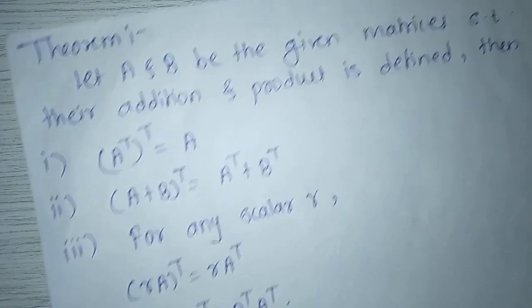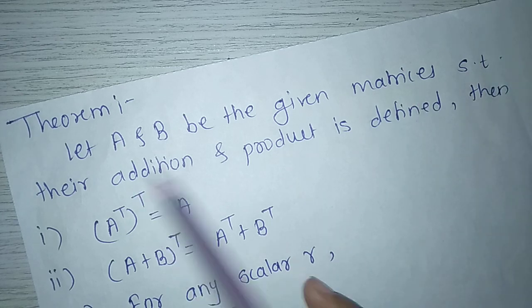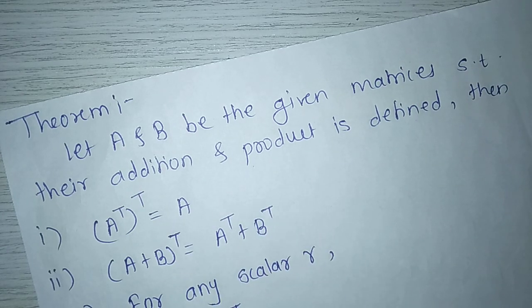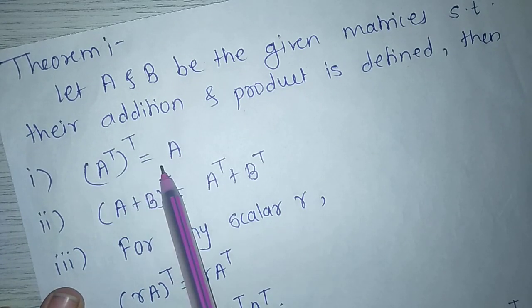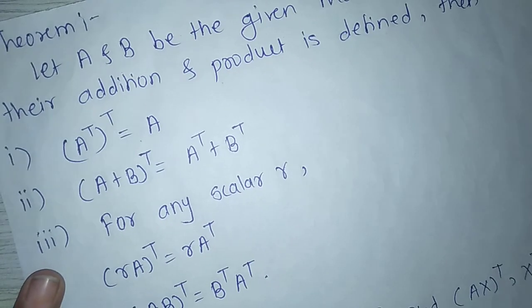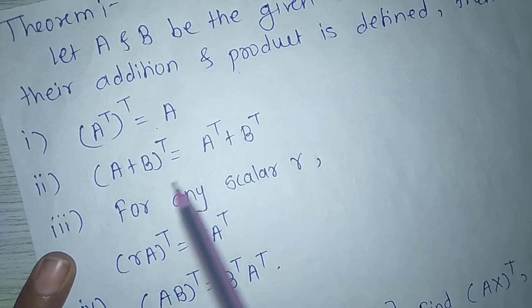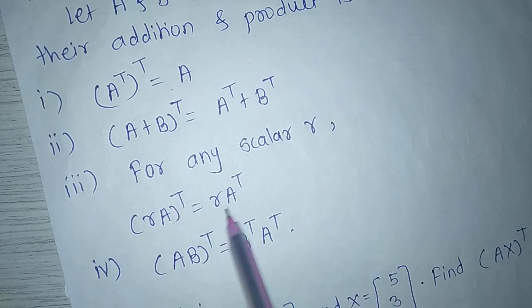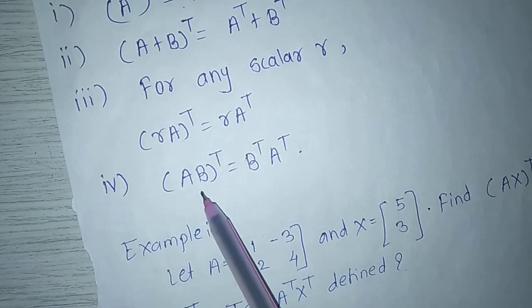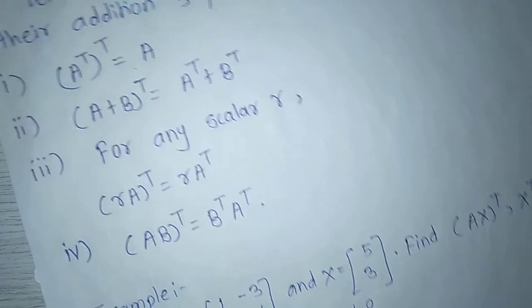Next theorem. Let A and B be the given matrices such that their addition and product is defined. First, A transpose of transpose equal to A. Second, A plus B whole transpose equal to A transpose plus B transpose. Next, for any scalar r, r into A whole transpose equal to r into A transpose. Next, A into B whole transpose equal to B transpose into A transpose.